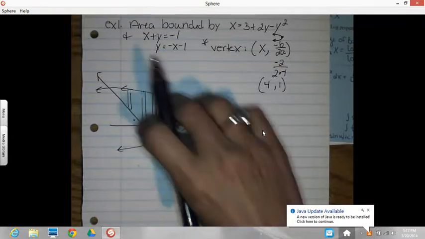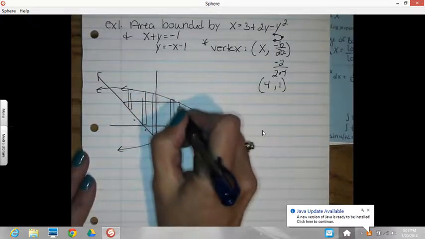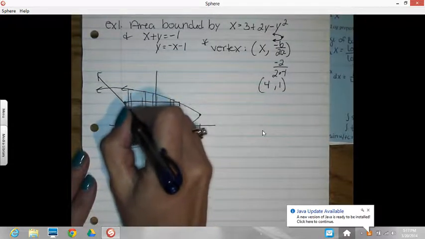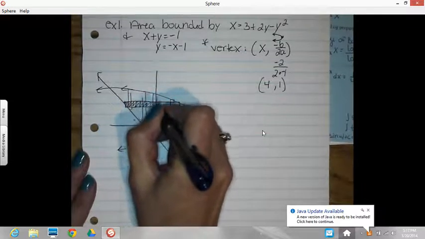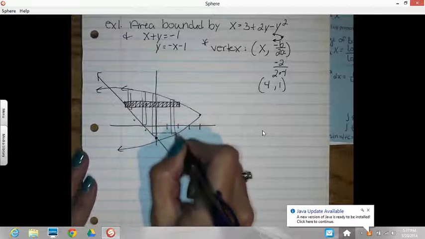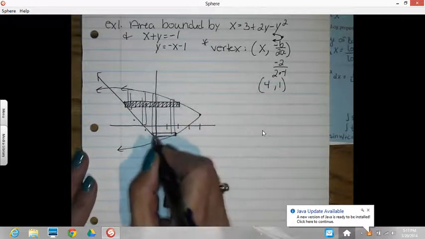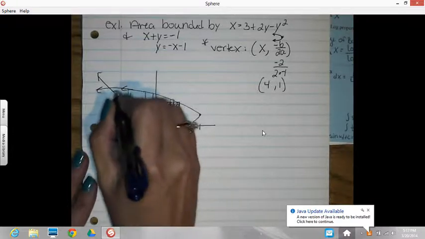Now you can draw this one. Focus on this rectangle, and you can see all the way through this enclosed region, the horizontal rectangles would be touching the parabola on the right and the line on the left, all the way through the whole thing. So we need that consistency in order for this to work.